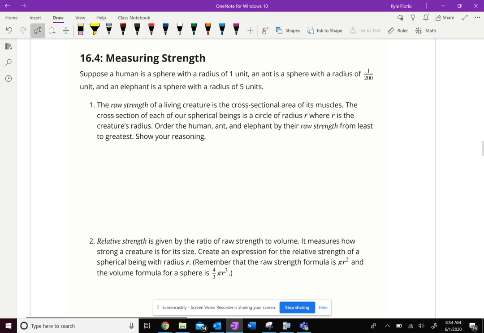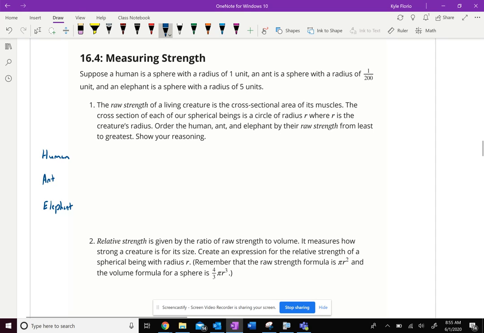The raw strength of a living creature is the cross-sectional area of its muscles. The cross-section of each of our spherical beings is a circle with radius r, where r is a creature's radius. Order the human, ant, and elephant by their raw strength from least to greatest. So we have the human, the ant, and the elephant.